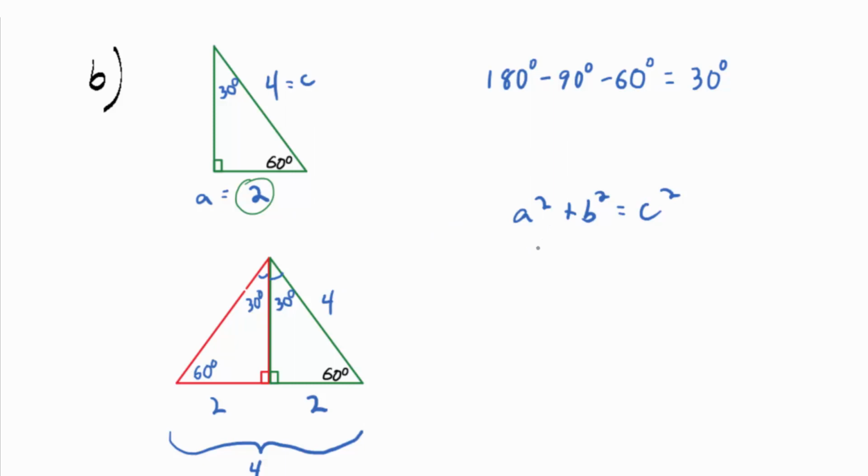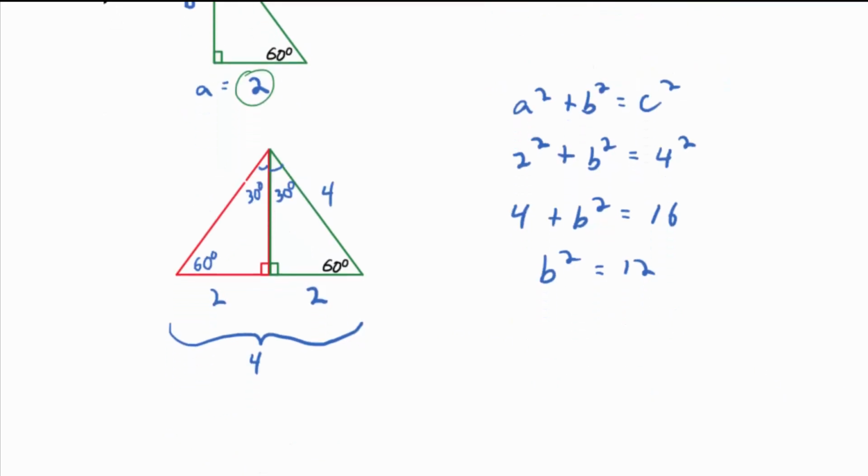We fill in 2 for a. We get 2 squared plus b squared is equal to 4 squared, right? You get 4 plus b squared is equal to 16. If you square the 4 and subtract the 4, you get b squared is equal to 12, just like you said. Pretty quick thinking there.